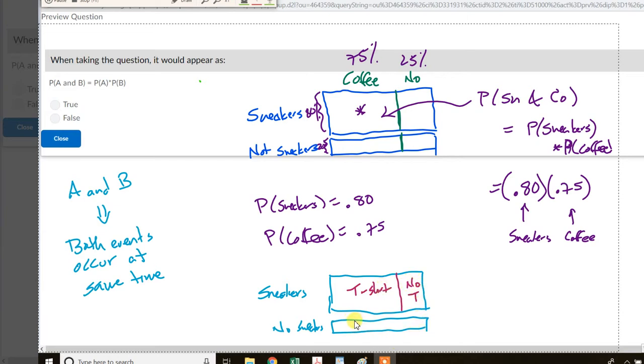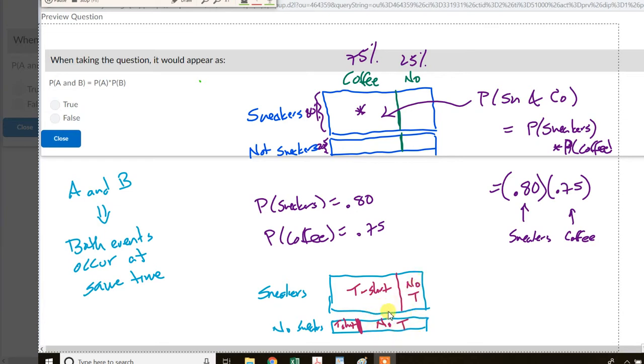Okay. What about if you're not wearing sneakers? It's probably more like this. This is t-shirt, no t-shirt. Okay, you're splitting it here. In other words, if you don't wear sneakers, it's very unlikely that you're also going to wear a t-shirt. You're much more likely to not be wearing a t-shirt because you're probably dressed up.